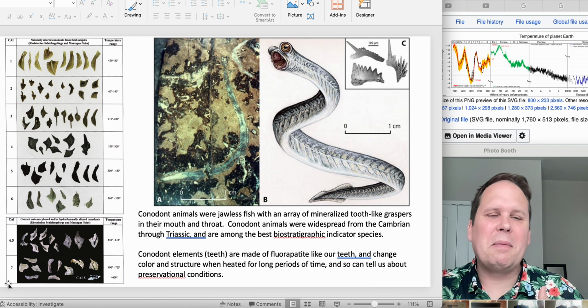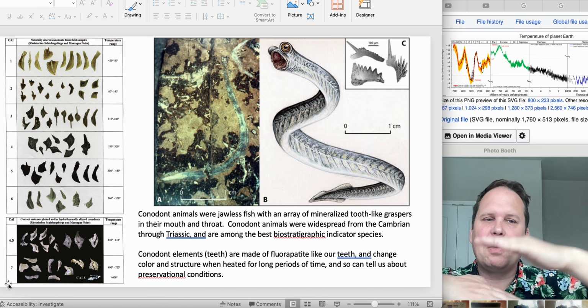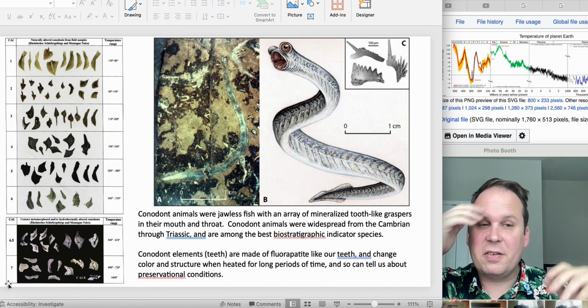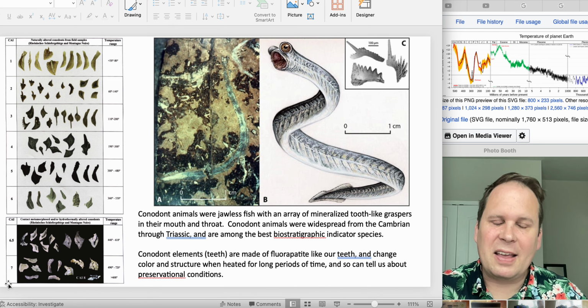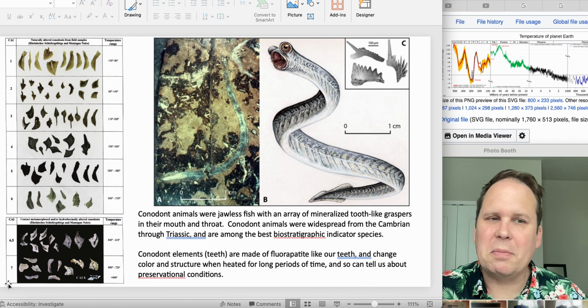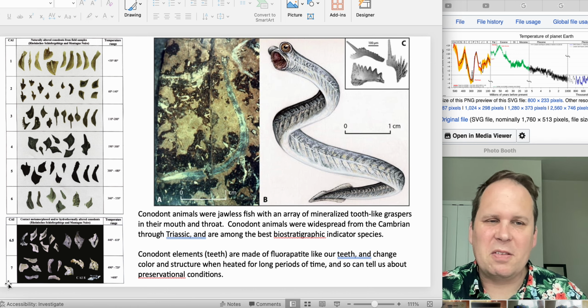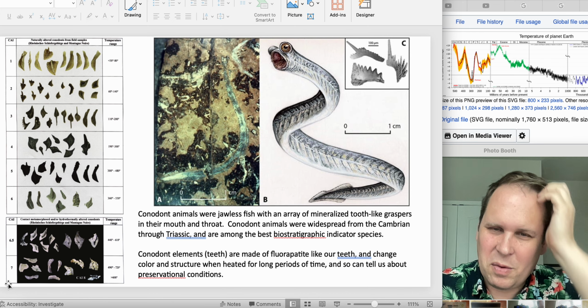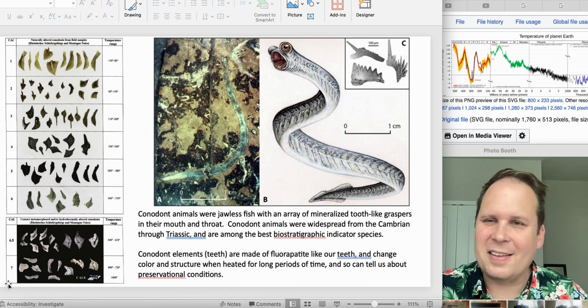So in something like a metamorphic rock, where there's been so much temperature and pressure that even the rock has become completely altered, you would not usually be able to find anything like a conodont element that was still readable. Yeah. Maybe just little traces to show you where they were in lightly metamorphized rock.